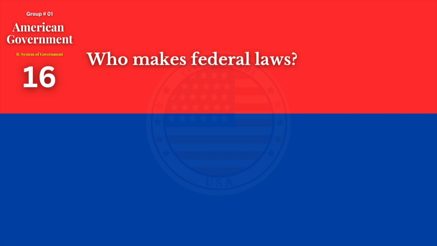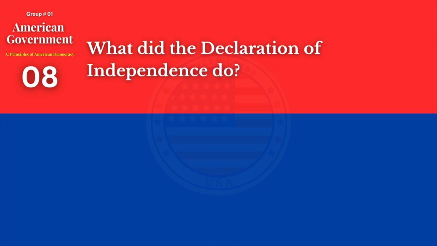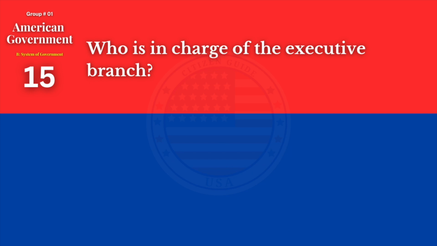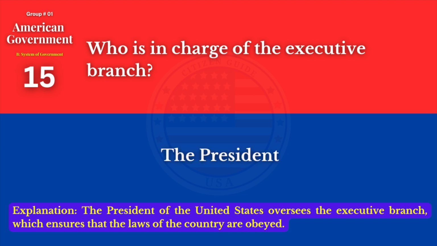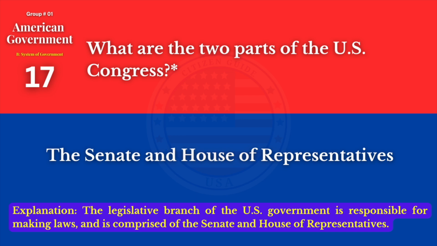Who makes federal laws? Congress. What did the Declaration of Independence do? Announced our independence from Great Britain. Who is in charge of the executive branch? The President. What are the two parts of the U.S. Congress? The Senate and House of Representatives.